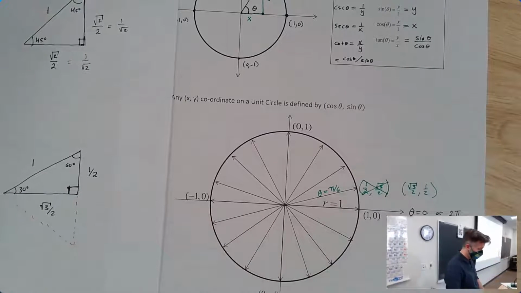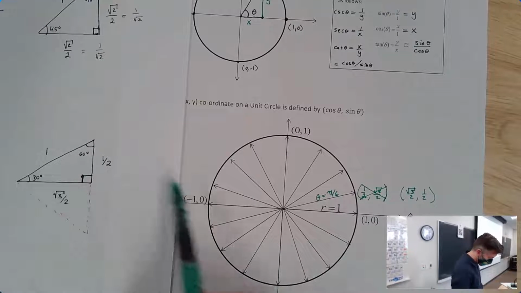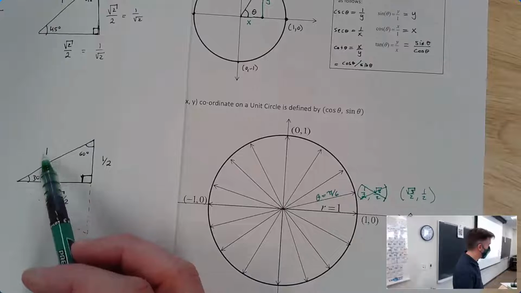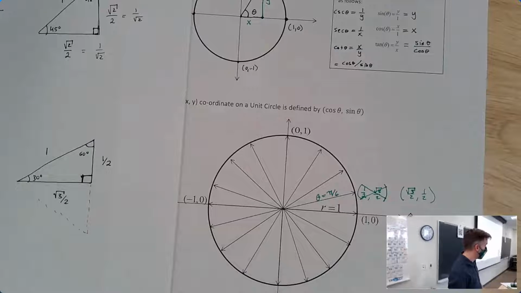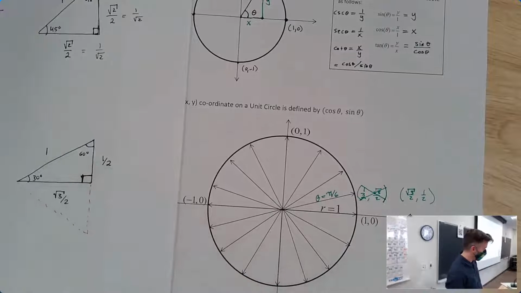Now, what I should have done is look at my triangle and said, okay, looking at the triangle that goes with that angle of pi over 6, which is 30 degrees, cosine is the adjacent over the hypotenuse, which is the square root of 3 over 2 over 1. And sine is the opposite over the hypotenuse, which is 1/2.